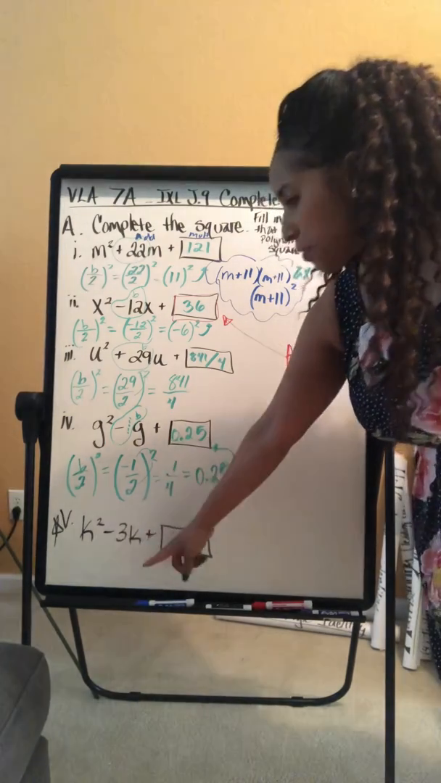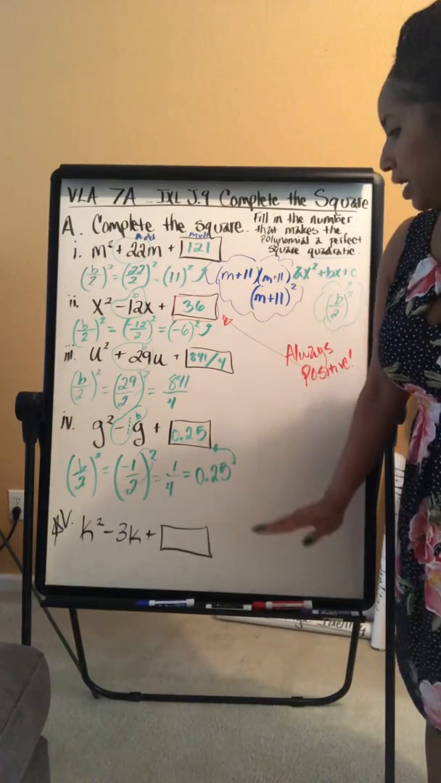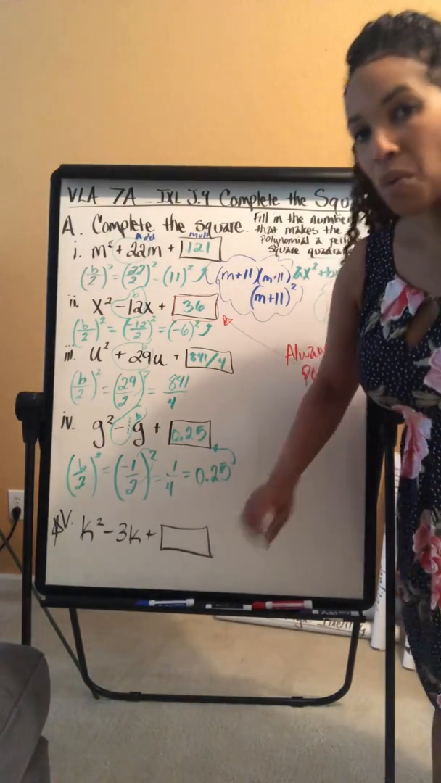All right, number 5 is a star. Your b is negative 3. Oh, I'm telling you too much. Well, look, you can write the answer as either a fraction or as a decimal.